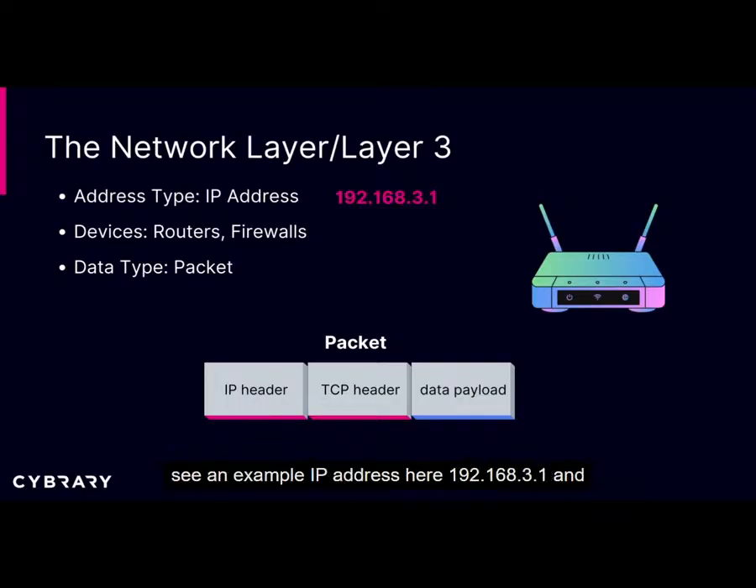You can see an example IP address here, 192.168.3.1. And the devices used in this layer are routers and firewalls. So those are the devices we've mentioned before that transfer data between networks. As I mentioned, the data type is called a packet here. So it's basically the same data, but now in a different format, and you can see it's stripped down from what that Ethernet frame looked like.